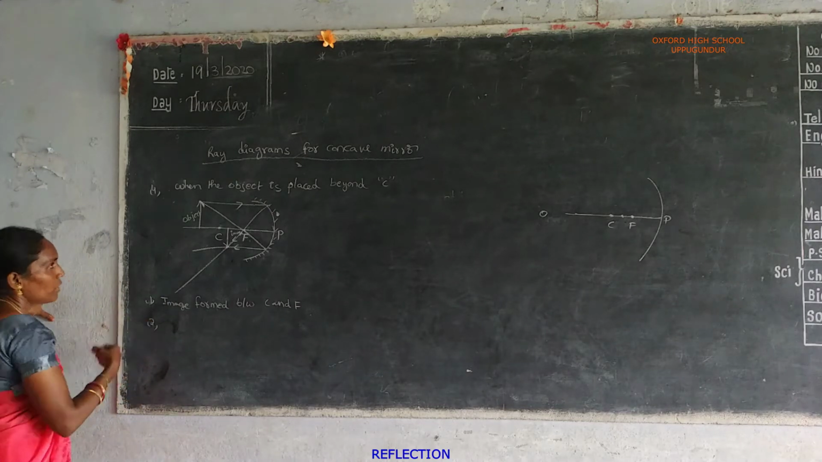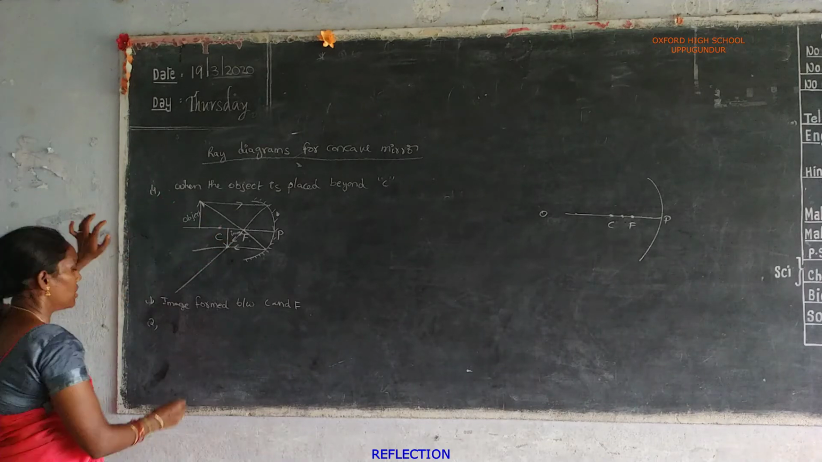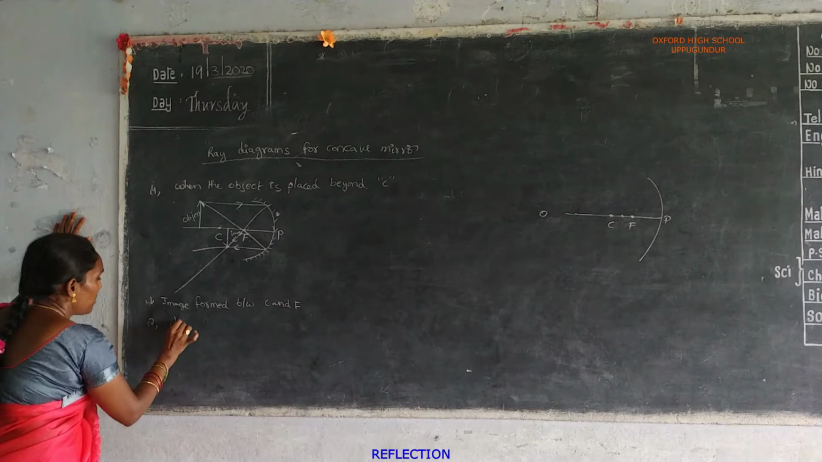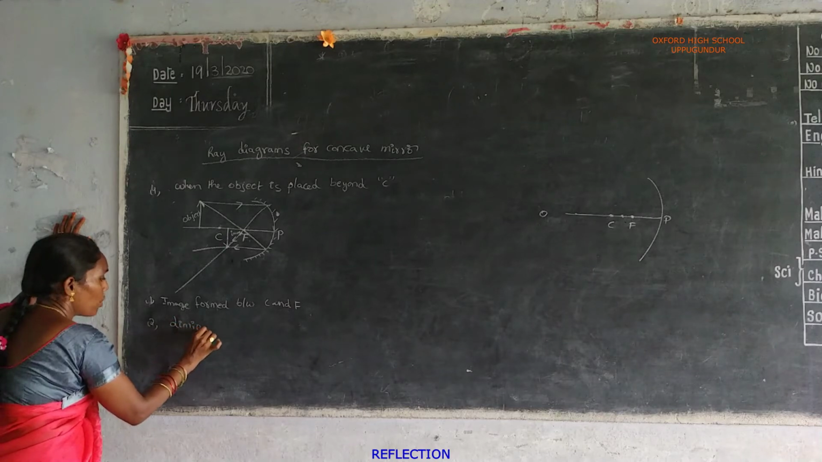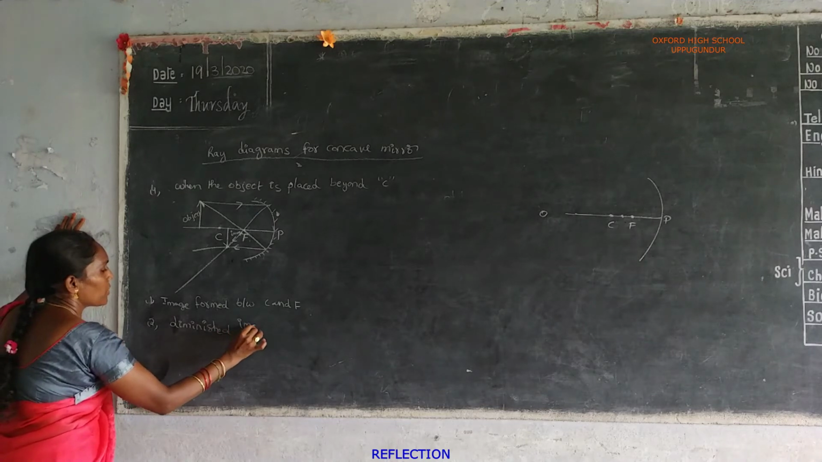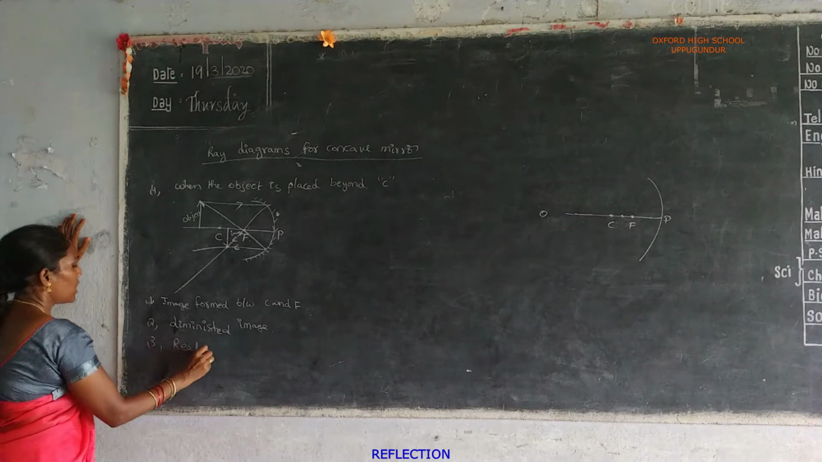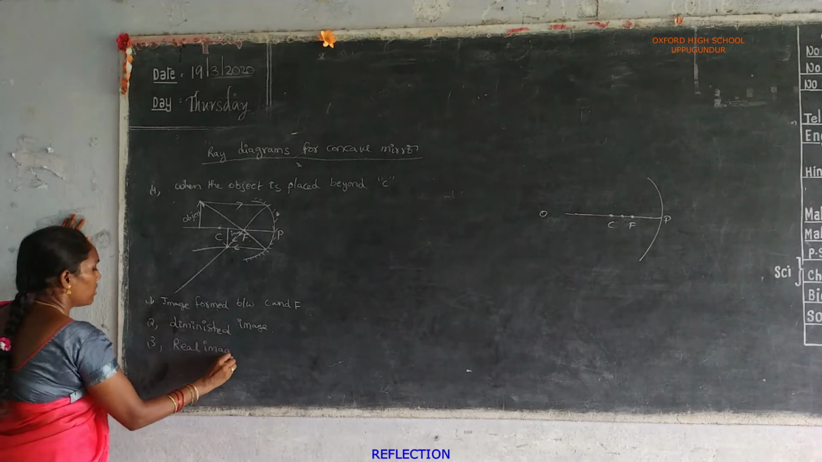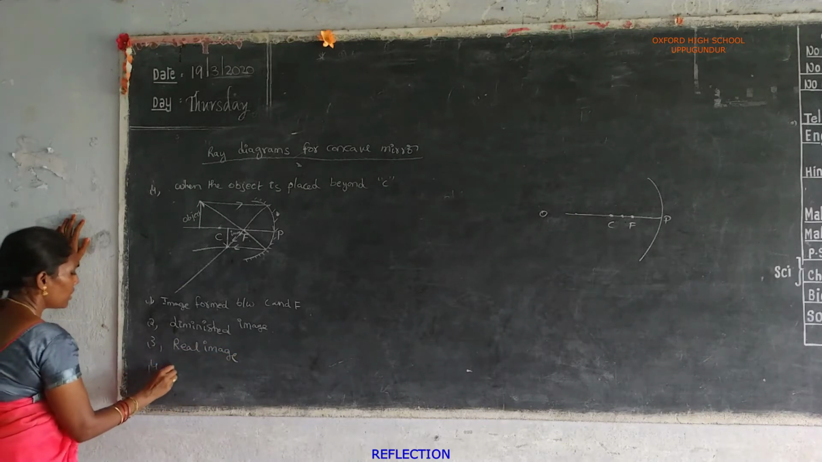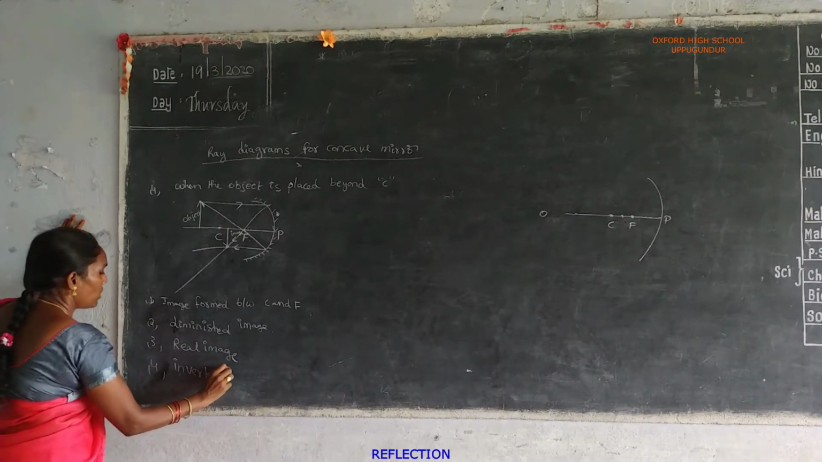Second, when compared to the object height, the image is diminished. Diminished means small size. It is a real image. All real images are inverted images.